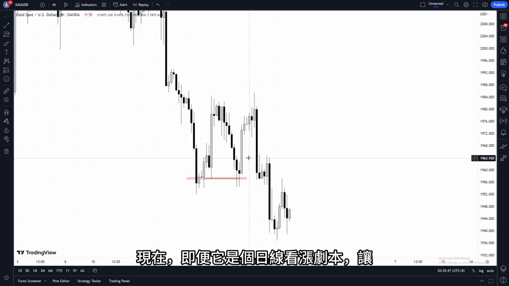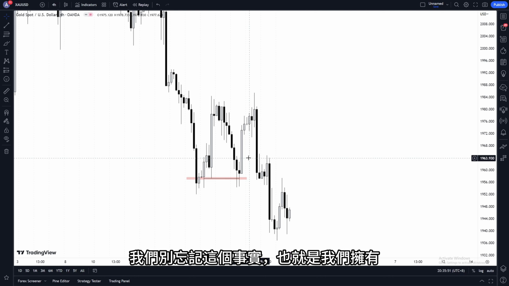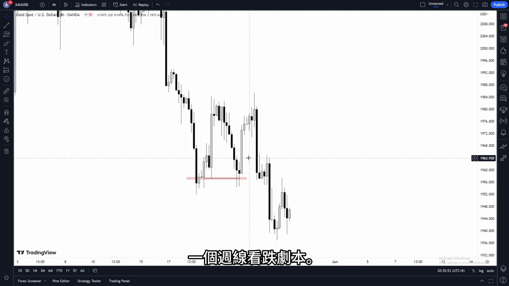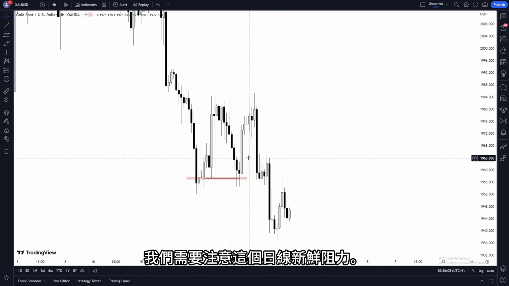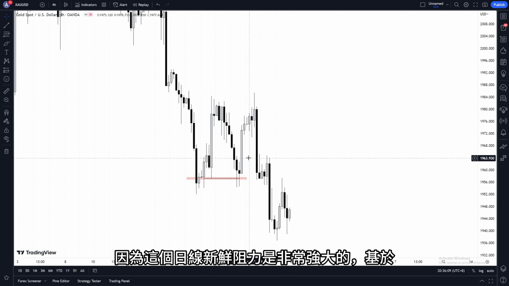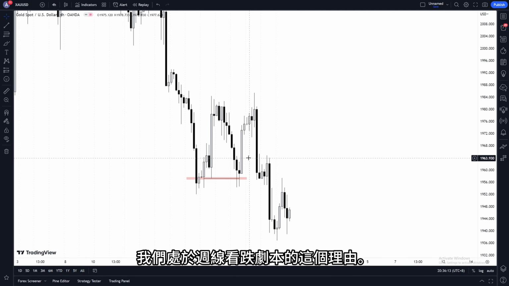Now, even if it was a daily bullish storyline, let us not forget the fact that we have ourselves a weekly bearish storyline. And as long as we have a weekly bearish storyline, and we have a daily fresh resistance, we need to pay attention to this daily fresh resistance. Why? Because this daily fresh resistance is very powerful for the reason that we are in a weekly bearish storyline.